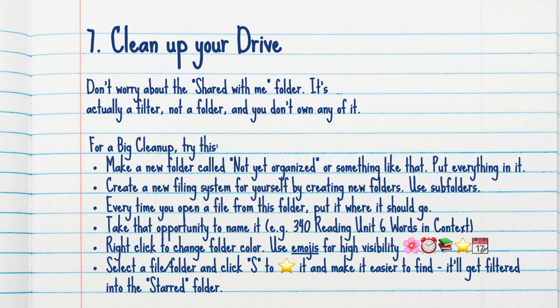So if you select a file or folder and click just the S key, it'll make a little star next to it. And then you can go into the starred folder in your Google Drive and find all your stuff that's starred, so all the stuff that's important to you.